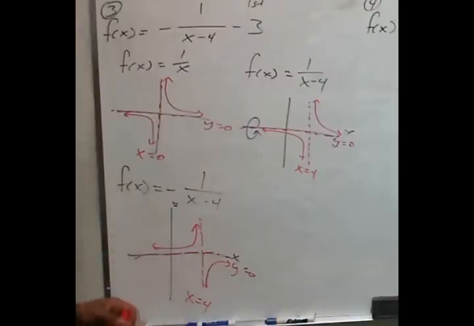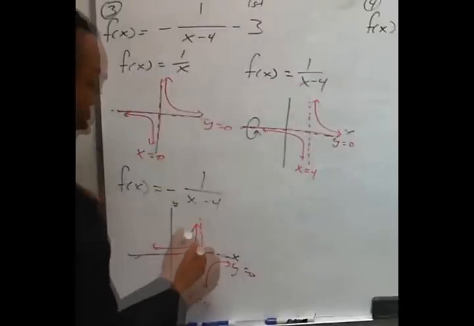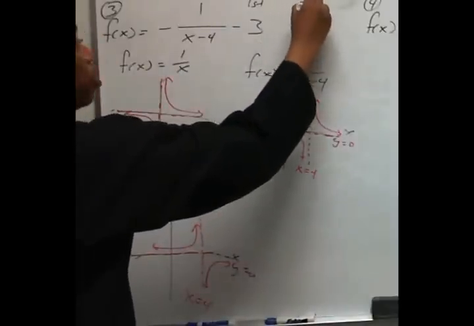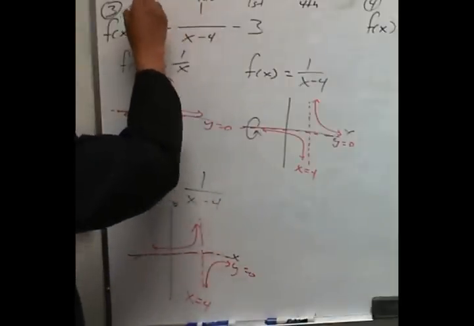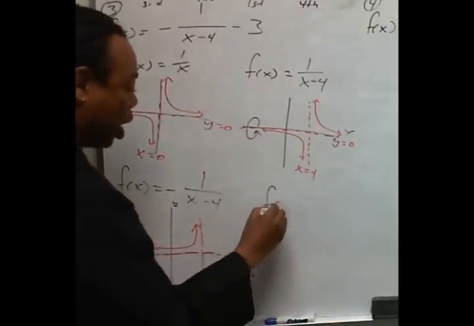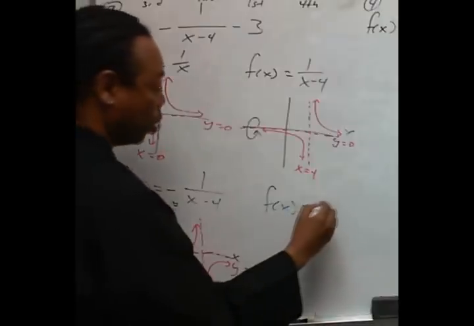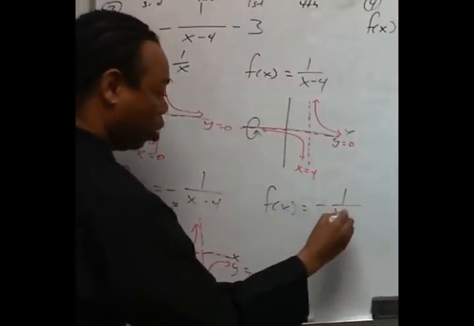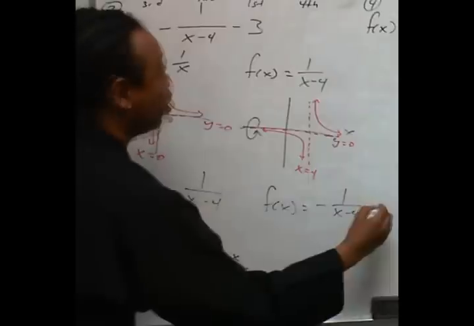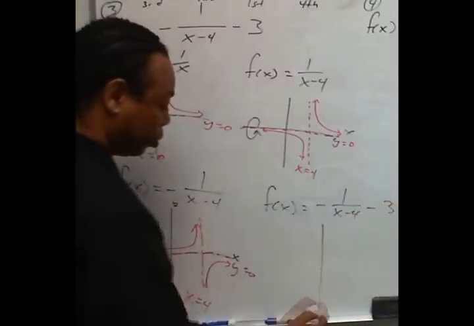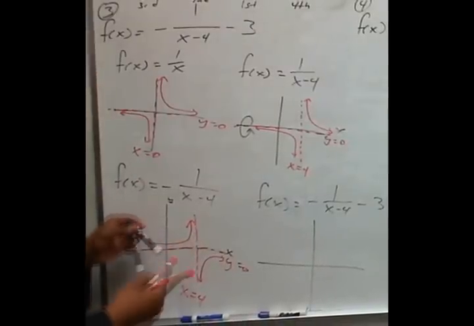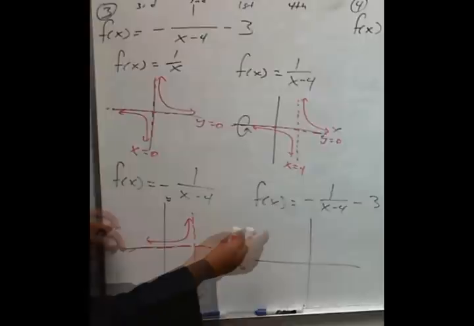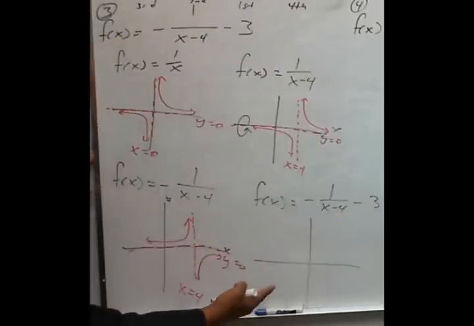The last parameter that we're going to add is the d parameter, right here. This will be 4th. Again, this is 2nd, and this is 3rd. So, adding the d parameter, we get -1 over x minus 4 minus 3. Now, what happens here is that the graph, because of the -3, will go down 3 times.